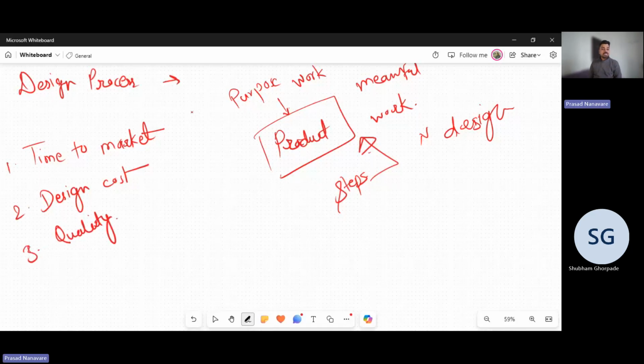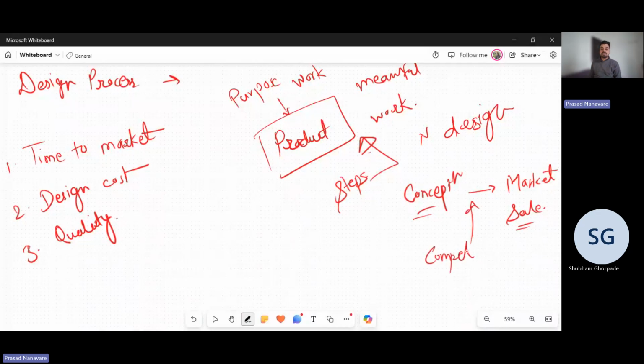Time to market means basically from conception of the product to the time it took to come to the market for sale. From conception to actual sale is nothing but time to market, and this matters a lot in the embedded industry because there is huge competition. If you're saying I'll deliver it in 3 months, there will be another company delivering it in 2 months.